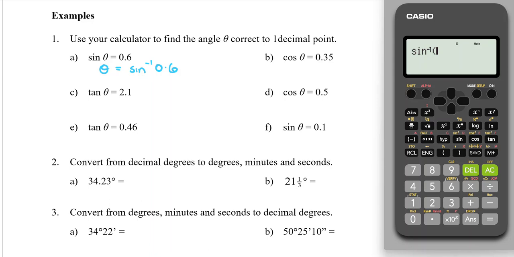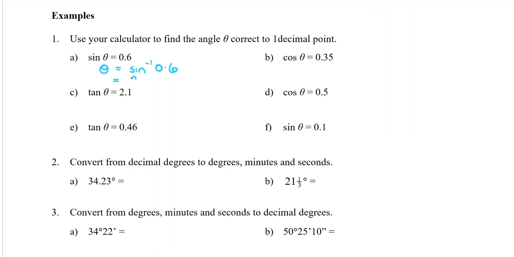Okay, so shift sine of 0.6 and press equals, and that would be the angle, 36.8699 degrees. That's degrees, that's an angle. The question has asked me to round to 1 decimal place. So it would be 36.9. We have to write out that working line for now. We'll start to shortcut it in a bit, but we're going to get used to it first. So let's try that again for B.